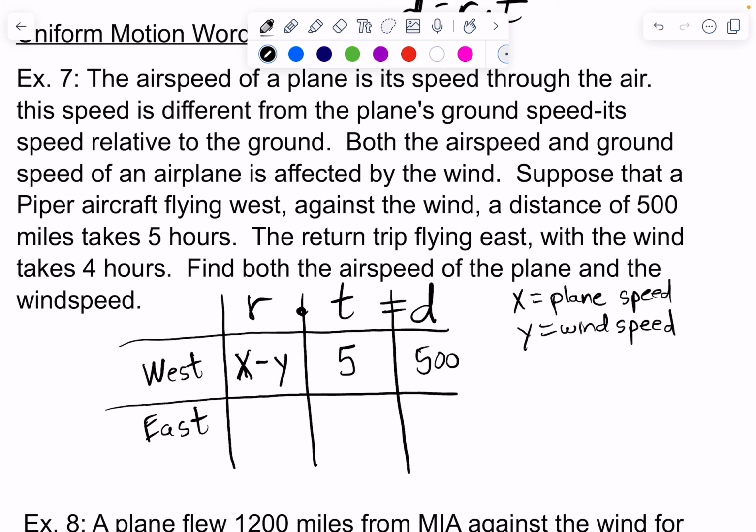Now, on the return trip east, it takes 4 hours to travel the same 500 miles. And this time you're going with the wind. So it's your plane speed plus the wind speed. Think again about you on the bike. The wind is pushing you, pushing your back. It's adding speed to you. And there you have it.